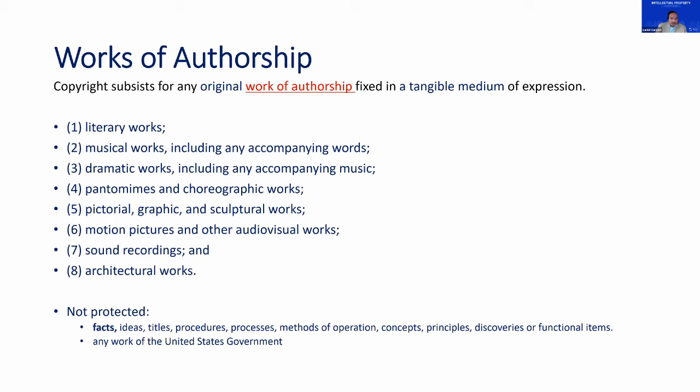The dramatic works, so works of the theater, plays, things of that sort are all protected under copyright. Pantomimes and choreographic works, so dance steps, are protected. Pictorial, graphic, and sculptural works. Number 5 is really meant to encompass the entire world of art. So whether you're taking a photograph, whether you are painting watercolors onto a canvas, whether you're doing modern art, all of those things are protected under number 5 as art, as a copyright.